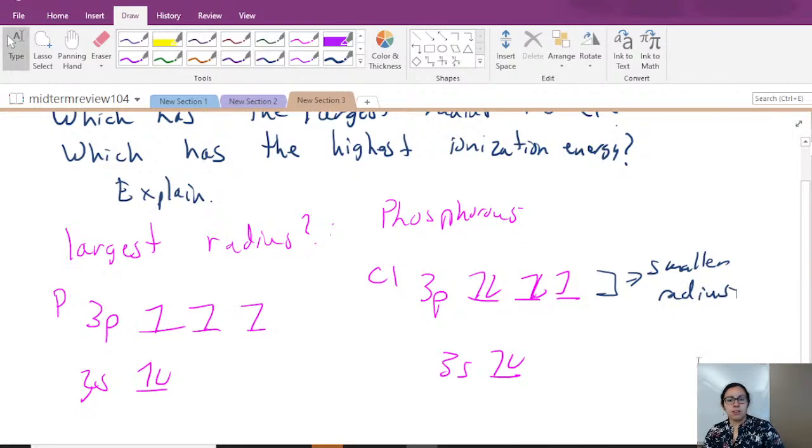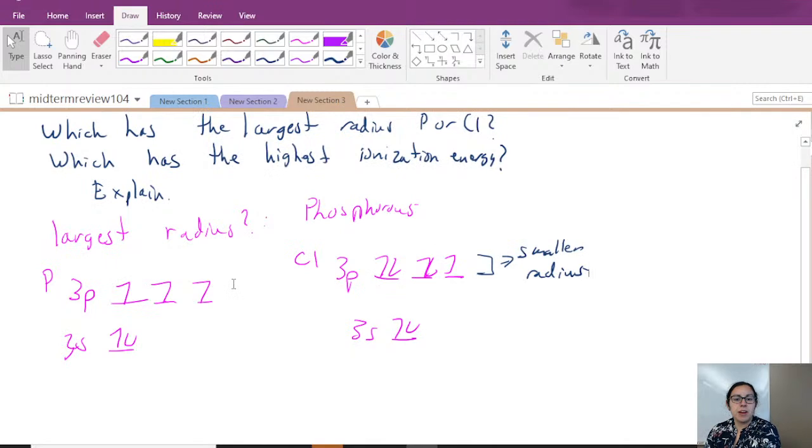And then what does this also tell us? Since the same diagram also gives us ionization information, so who has a greater ionization energy?